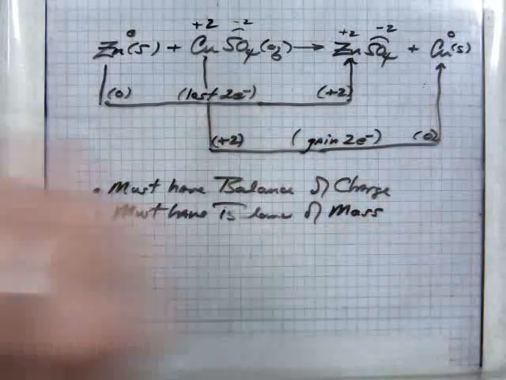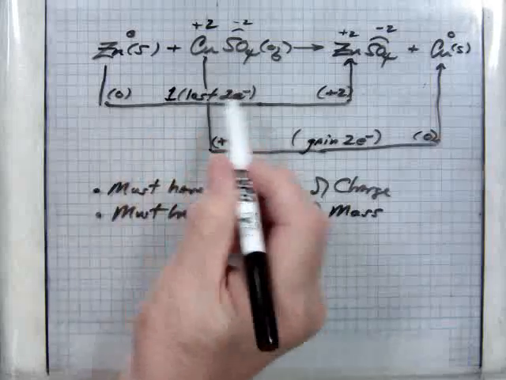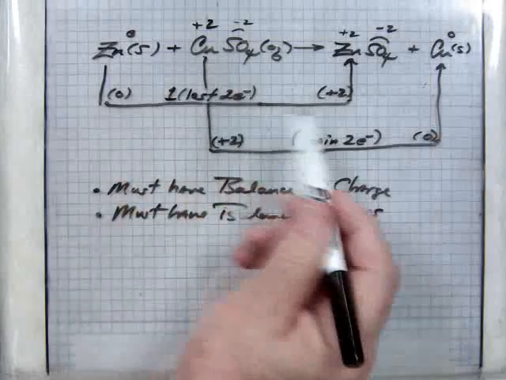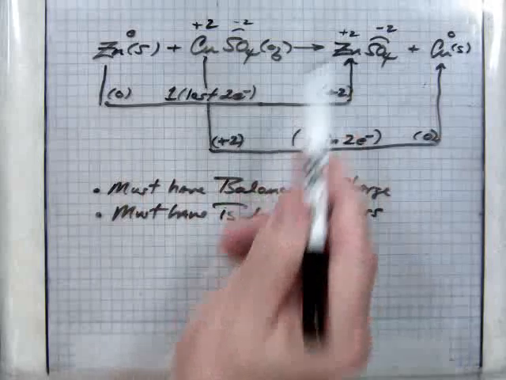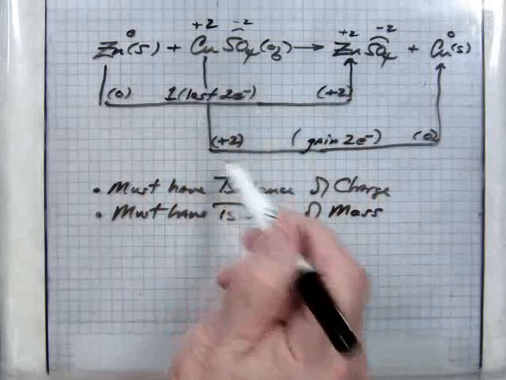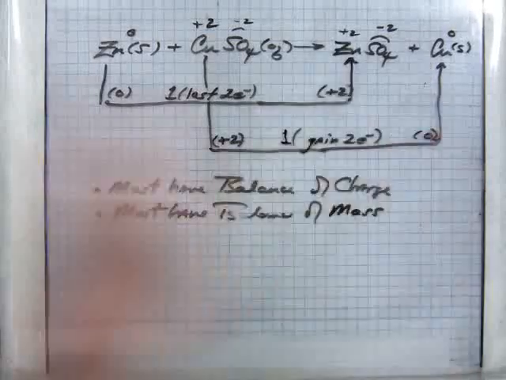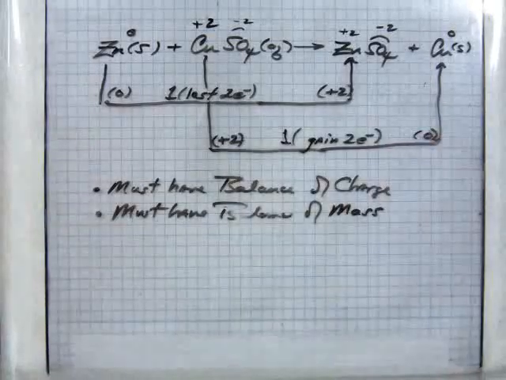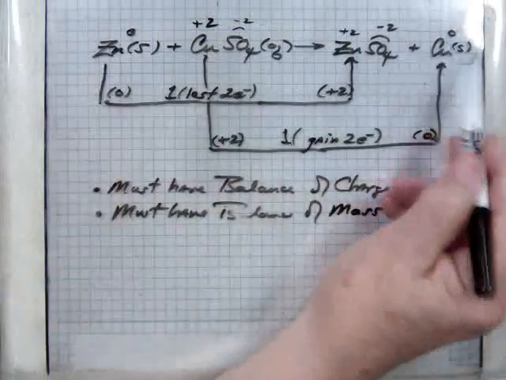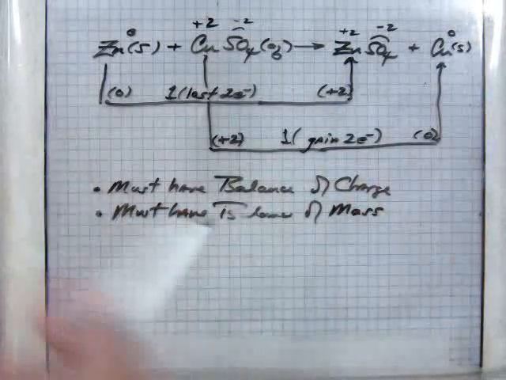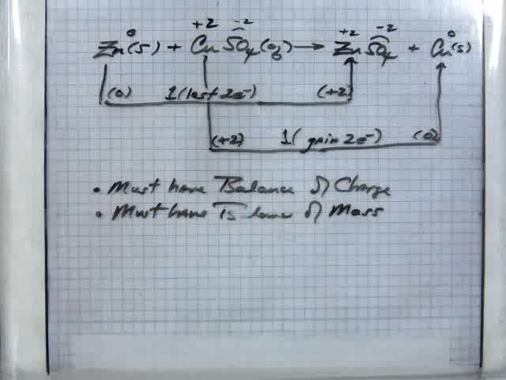We have 1 zinc, each zinc losing 2 electrons and becoming +2 charge. And then we have a single copper gaining 2 electrons and becoming a neutral element over here in its basic standard state. Now, who is undergoing oxidation and who's undergoing reduction?